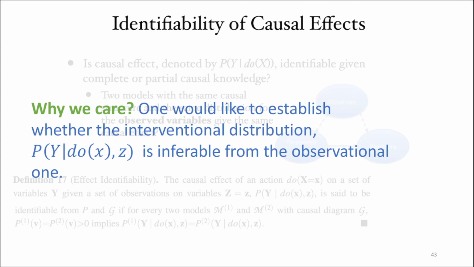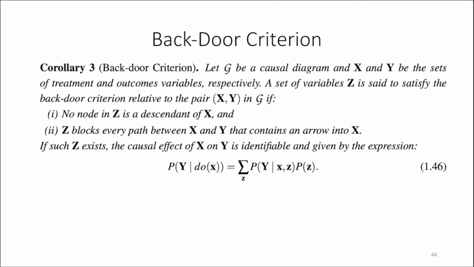The reason that we should care about it is that we are interested in performing causal inference from observational data, and we want to ensure that it is possible. If it is not identifiable, then basically our hope is lost. We won't be able to answer this question from observational data.